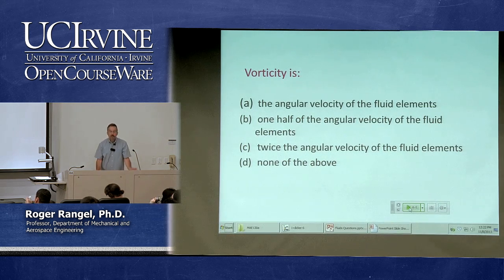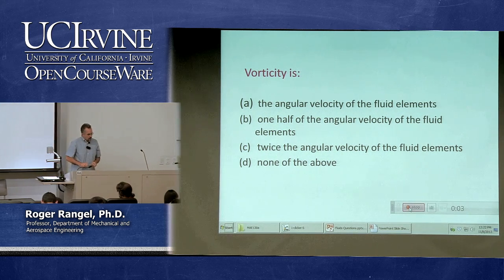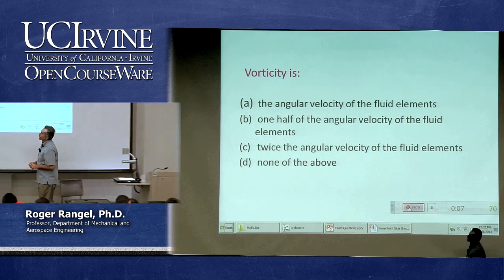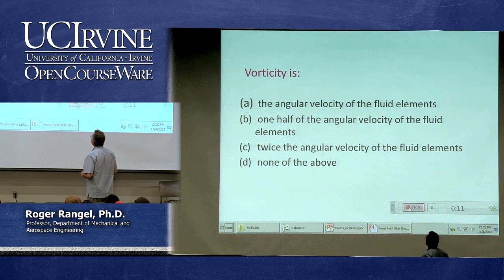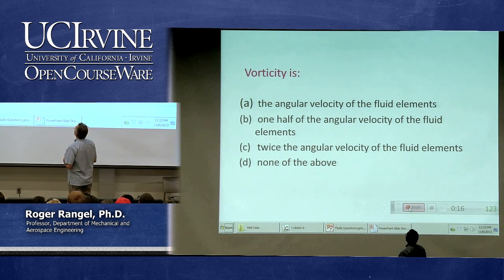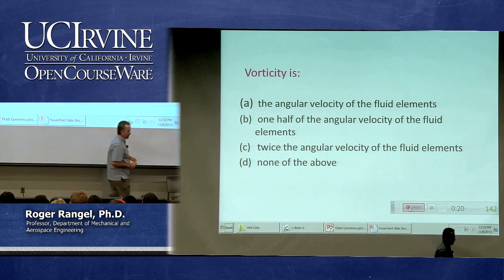And so the connection then: I told you vorticity is related to angular velocity, but what exactly is the relationship between vorticity and angular velocity? Is vorticity the angular velocity? Is it half of the angular velocity? Or is it twice the angular velocity? Or none of that?